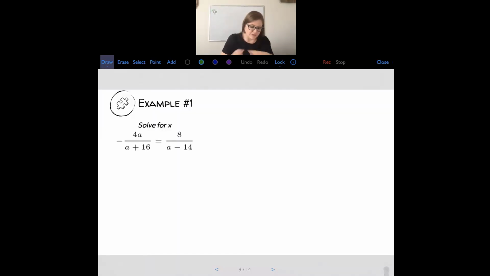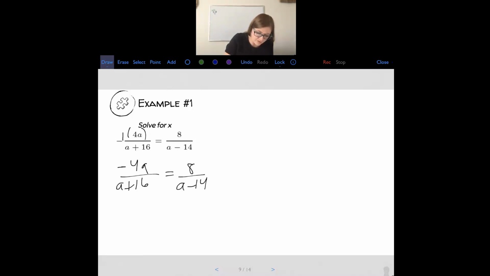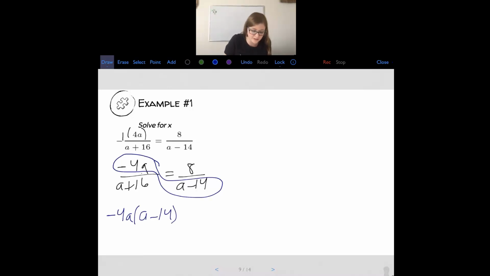Okay. So we have negative 4a over a plus 16 is equal to 8 over a minus 4. Again, when there's a negative, it's like negative 1 times the entire numerator. So this is negative 4a over a plus 16 is equal to 8 over a minus 14. Okay. So when we cross multiply, we cross, so numerator of one fraction times the denominator of the other. So this is negative 4a, and put things in parentheses. This negative 4a has to be multiplied to the a and the negative 14. You write your equal sign, and then you cross and go the other way.